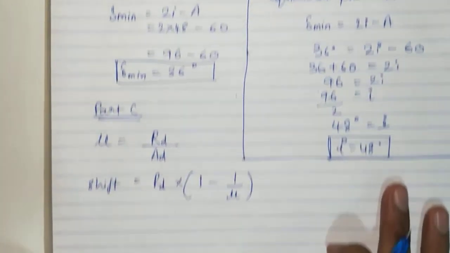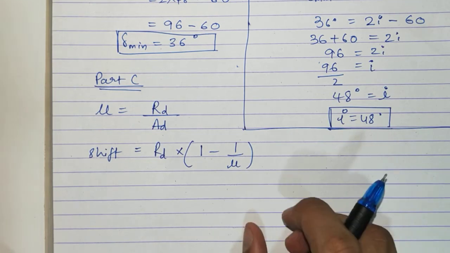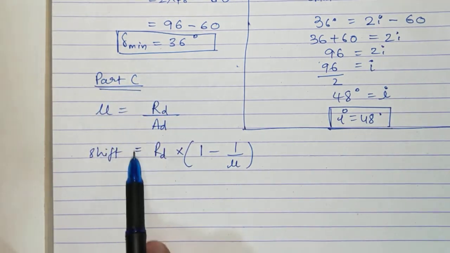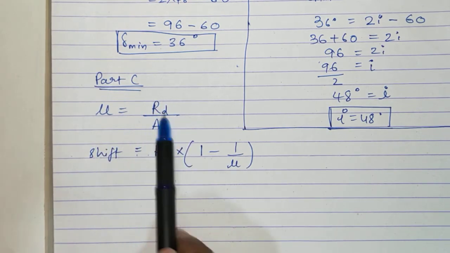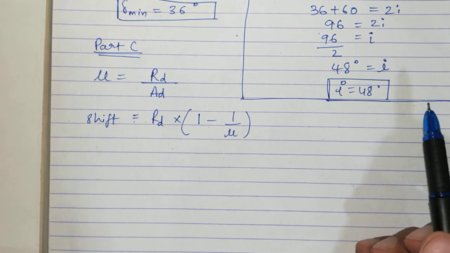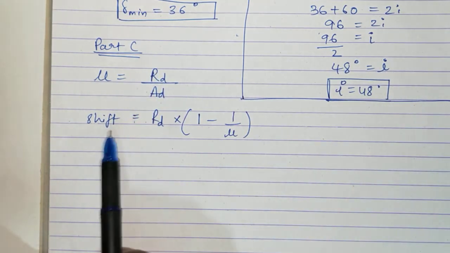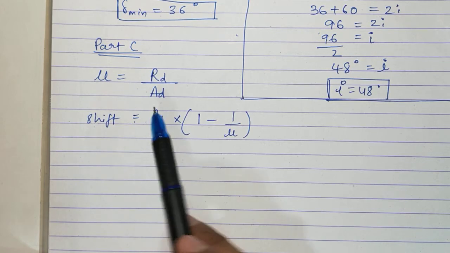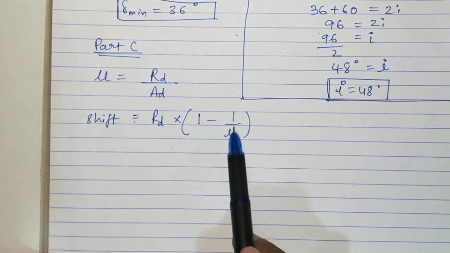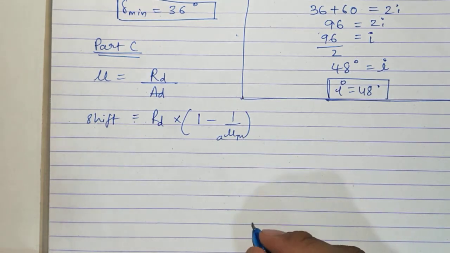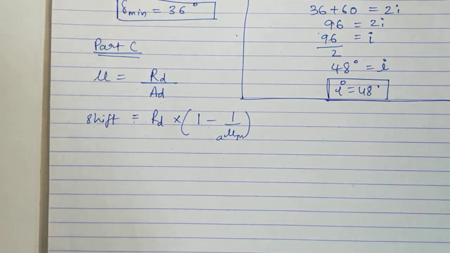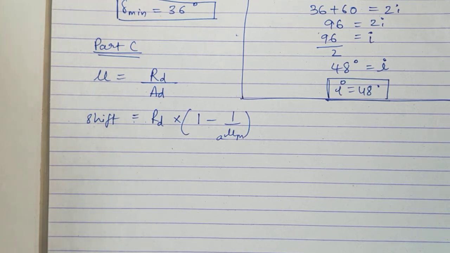Now part C. In the formulas which I gave, in part C there are 2 formulas. Refractive index is real depth upon apparent depth, and shift is real depth into 1 minus 1 upon refractive index, from any medium to air. Based on this you have 3 sums, very simple sums. The language of one sum is a little tricky, otherwise the remaining 2 sums are very simple.